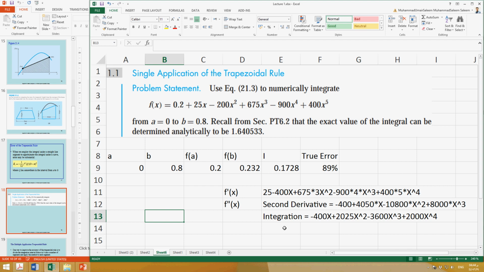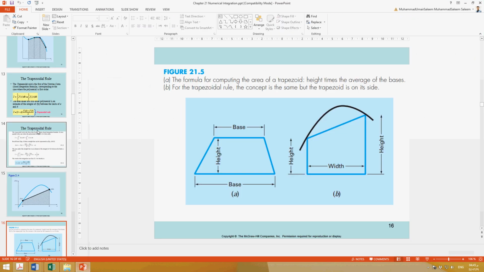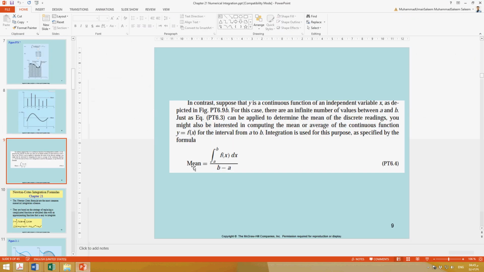Okay, so if we find the second derivative of this function, this will be this value, and then in order to find out the average derivative of this function, we will integrate this, and then we will divide by b minus a, as I have explained to you in this equation here.